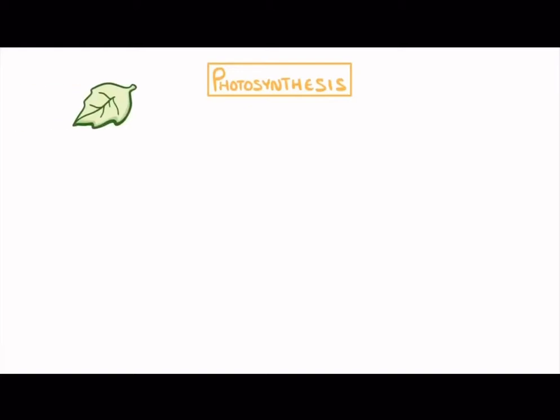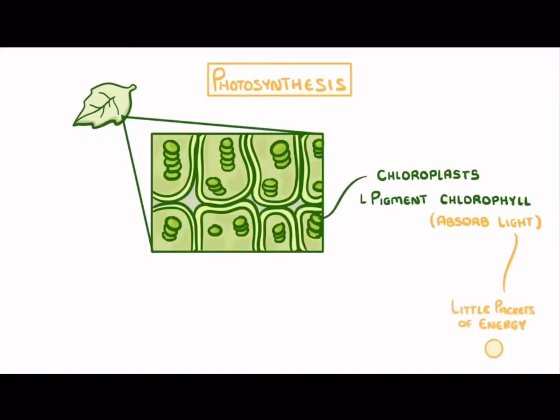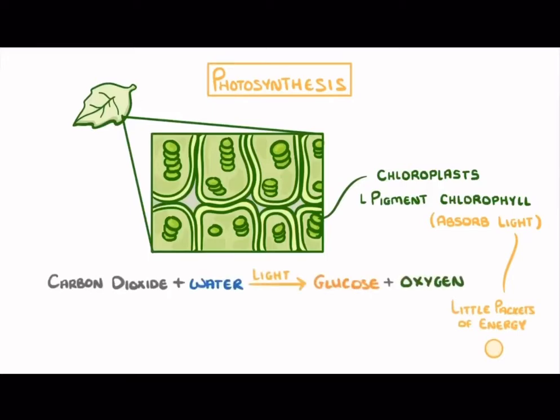In order for plants to grow, they need inputs of carbon dioxide, water, and energy. The chemical process by which plants use these resources to manufacture glucose, the building blocks of plants, is called photosynthesis.